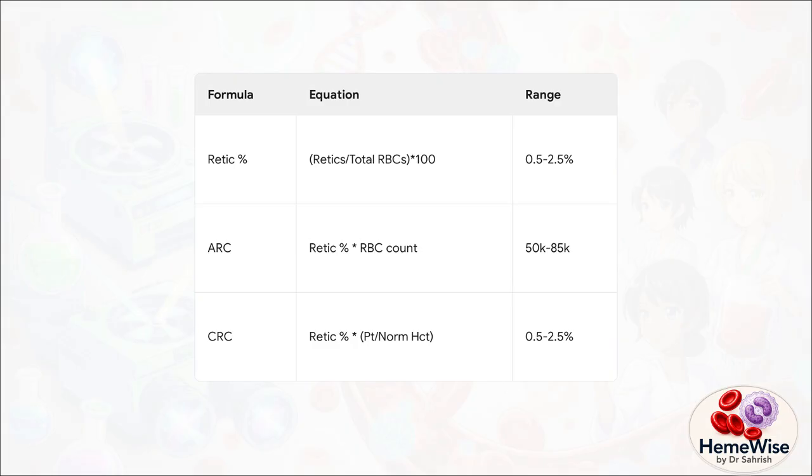First, the standard reticulocyte percentage gives us a ratio normally sitting between 0.5 and 2.5%. Next, we have the absolute reticulocyte count, or ARC, which multiplies that percentage by the total red cell count. This gives us the actual number of reticulocytes per cubic millimeter, which is normally around 50,000 to 85,000. And finally, we have the corrected reticulocyte count. This one is super important because it smartly adjusts the percentage based on the severity of the patient's anemia by factoring in their specific hematocrit against a normal hematocrit of 45.